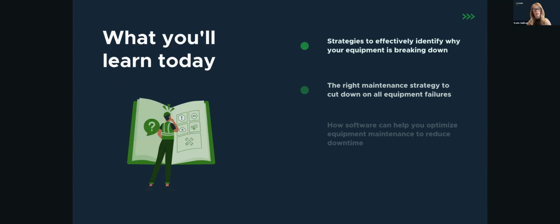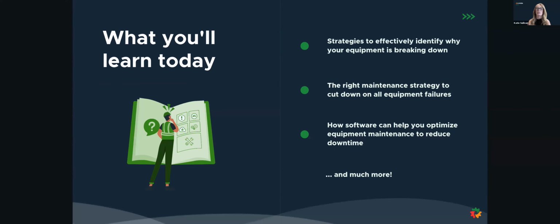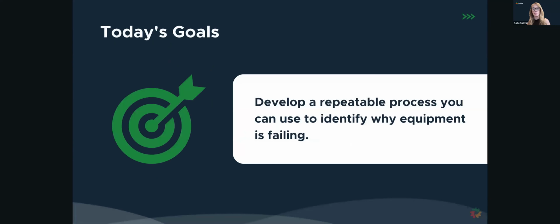And today, what we're going to cover is strategies to effectively identify why your equipment is breaking down, the right maintenance strategy to help you cut down on those equipment failures, and how software can help you optimize equipment maintenance to reduce downtime. So Rick, I'll go ahead and pass it to you and we'll dive in.